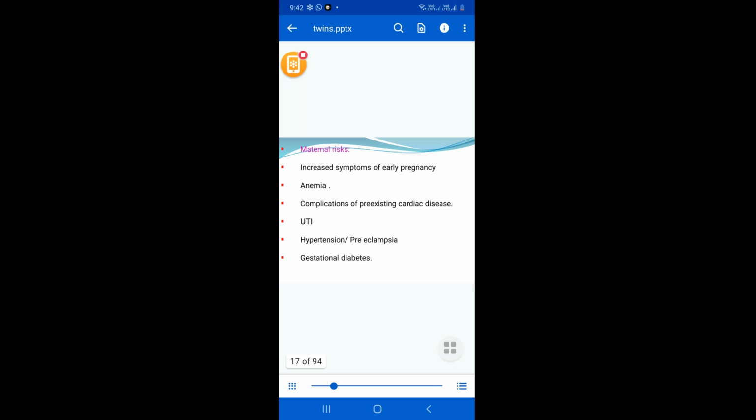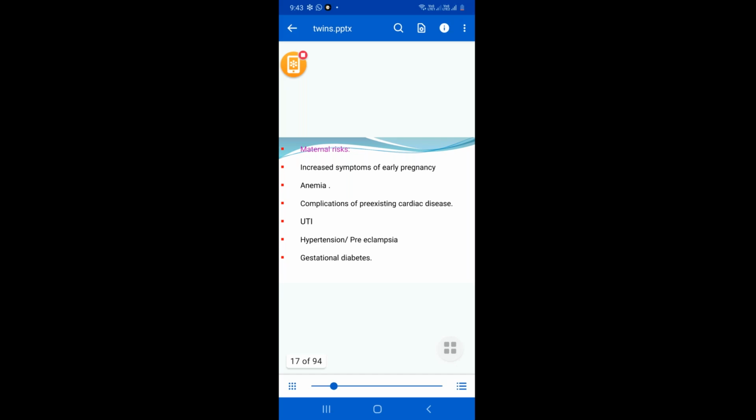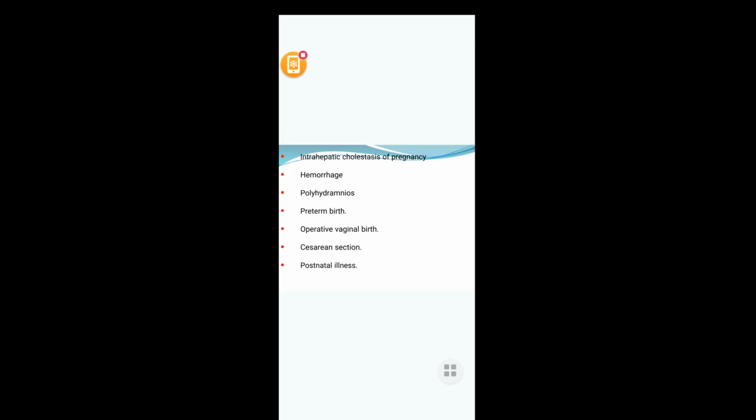alterations in the hemodynamic status of the mother, and due to twins it will be more increased, so there will be a chance of worsening the cardiac disease, more chances of UTI, hypertension and preeclampsia, and gestational diabetes mellitus. There are increased chances of polyhydramnios, preterm births, operative vaginal birth, cesarean section, and postnatal illnesses.